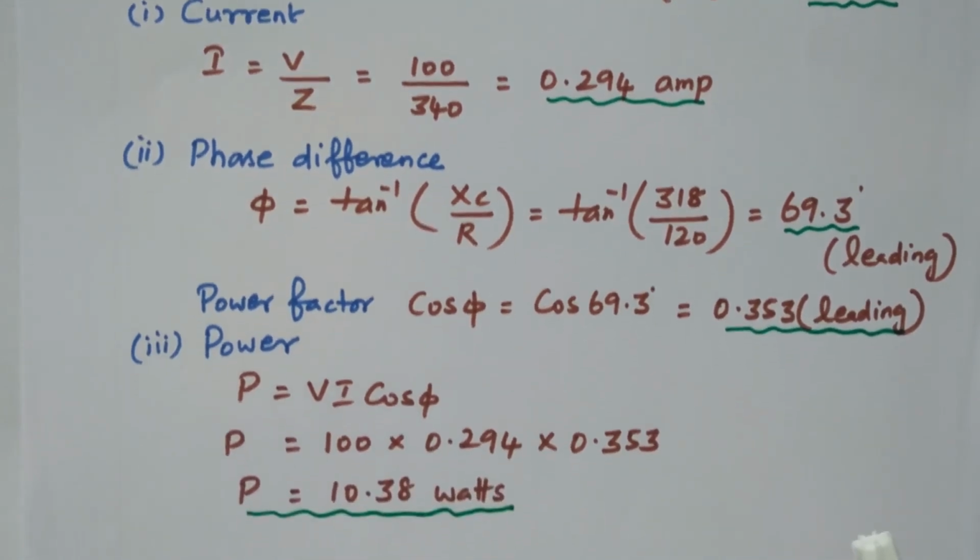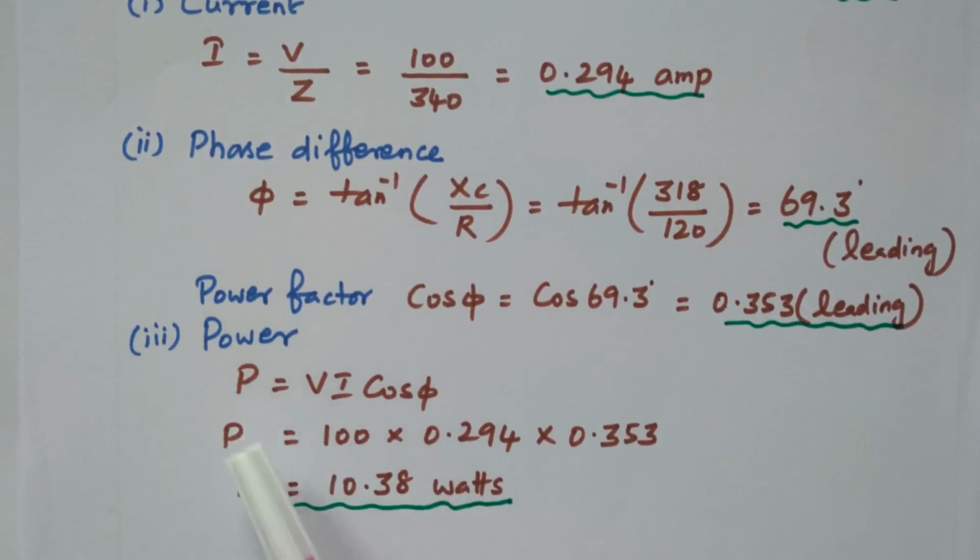Now we'll go to the power. This is average power. P equals V I cos phi. V is 100 volt, the current is 0.294, and the cos phi value we calculated is 0.353. By simplifying that, we can get the value of P. P equals 10.38 watts. The average power is calculated as 10.38 watts.